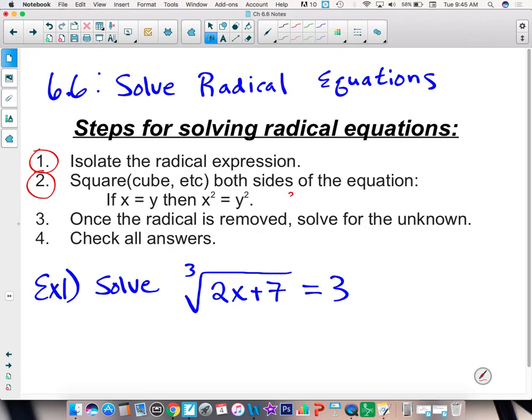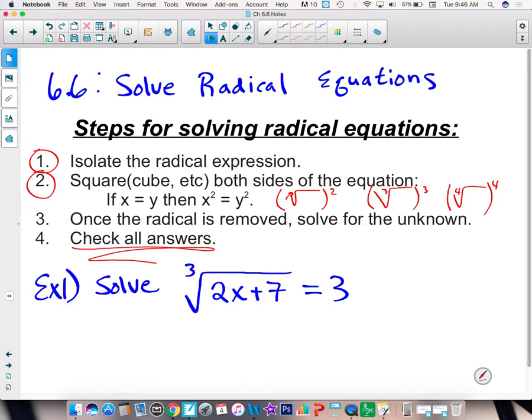So if it's a square root, just like that, then you're going to have to square both sides. If it's a cube root like that, then you're going to have to cube both sides. If it's bigger, like a fourth root, then we're going to have to take the fourth power of both sides. Depends on what the root is. Okay, once that radical's gone, then you solve for the variable that you're looking for and check your answer. Okay, because sometimes you could get a negative underneath that square root or that fourth root and it won't work.